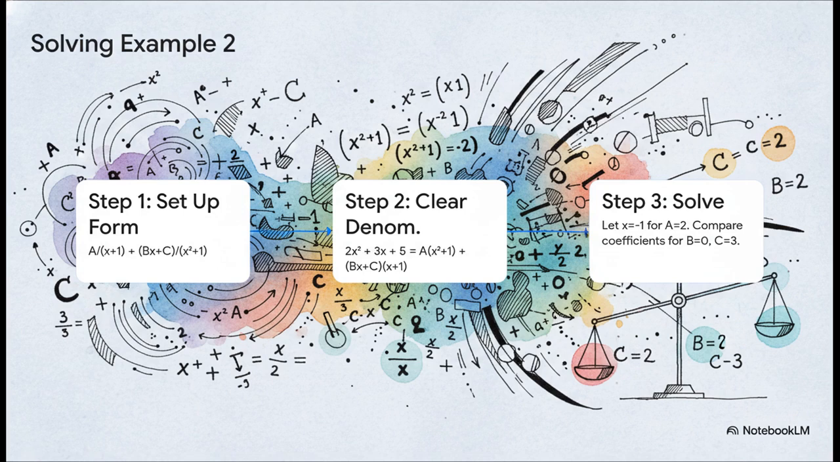Setting x to -1 gets us A equals 2 right away, but for B and C, we need to compare coefficients. We look at the x squared terms and the constant terms on both sides, and that quickly reveals that B equals 0 and C equals 3.